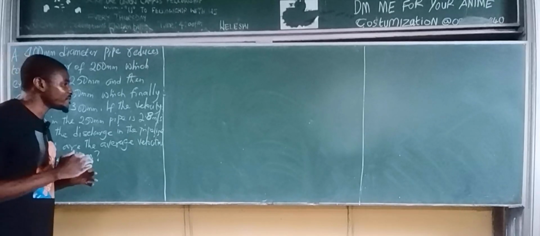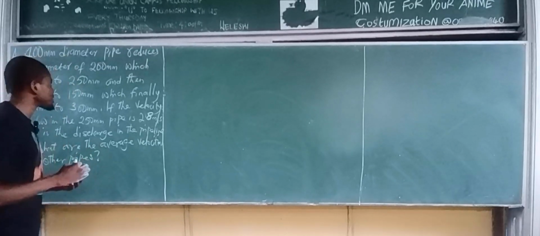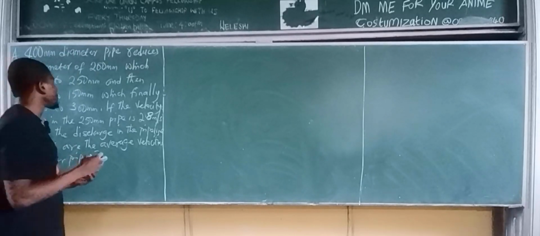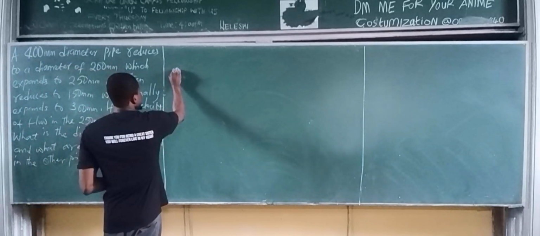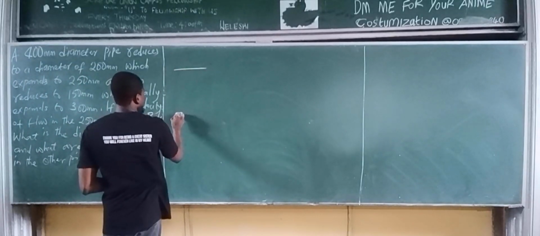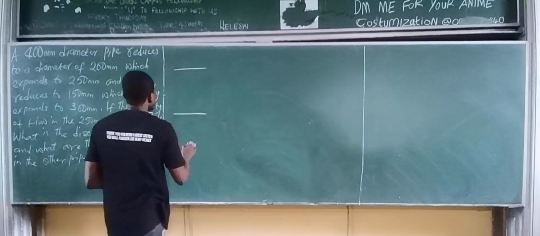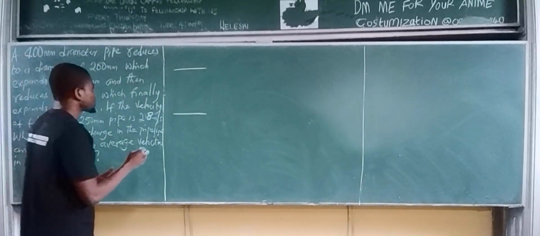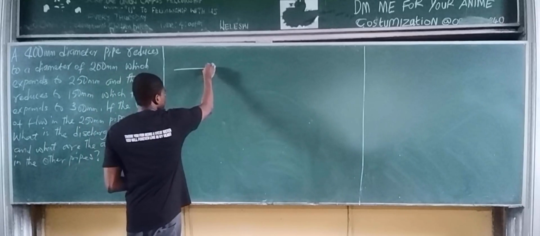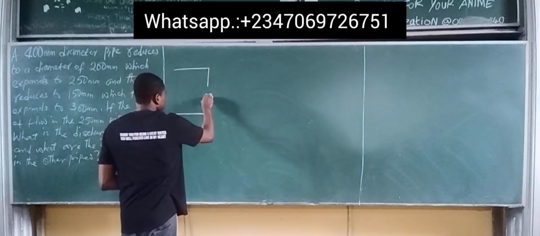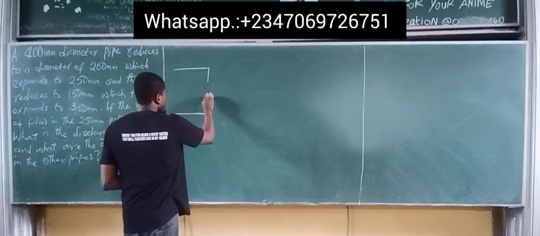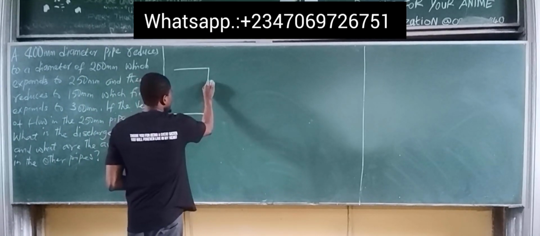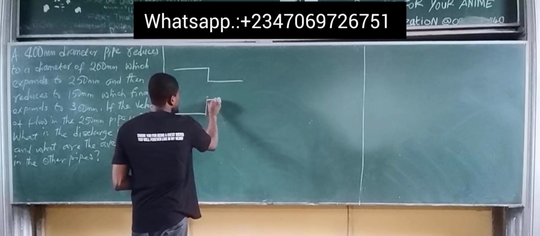Okay, so this is a little bit different from the previous question we solved. Let's try to plot out the diagram and see. First of all, we have a 400 millimeter diameter pipe. So let's take this to be 400 millimeter. It reduces to a diameter of 200 millimeter. So let's call this 200 millimeter diameter.